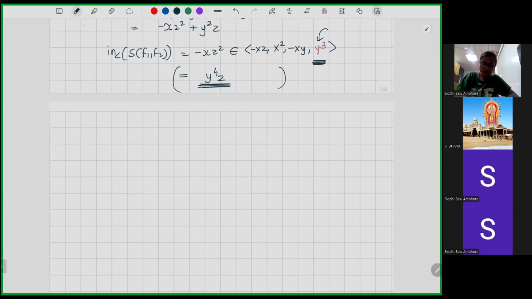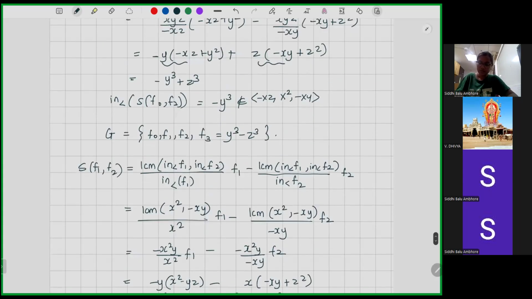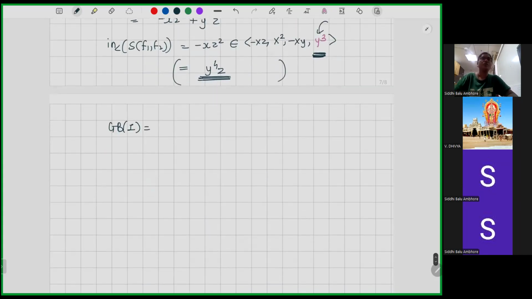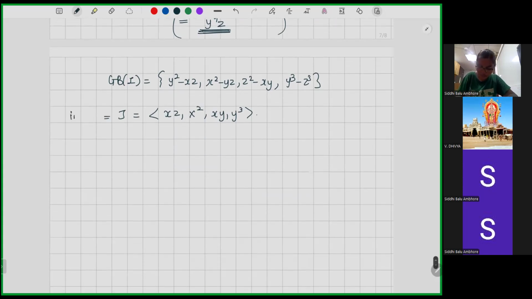So my Gröbner basis for I is now these 4 polynomials. Let me just write them down: y square minus xz, x square minus yz, z square minus xy, and y cube minus z cube. Along with this, my J, the initial ideal, becomes xz, x square, xy, and y cube. This is my J, that is my initial ideal of I. Is this okay so far?